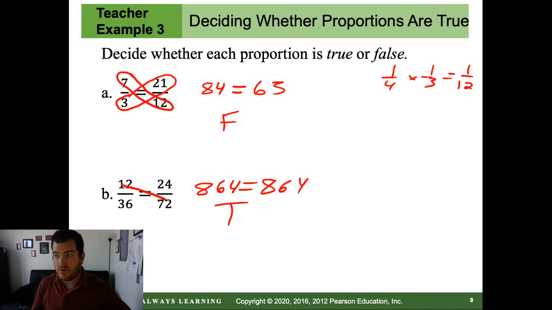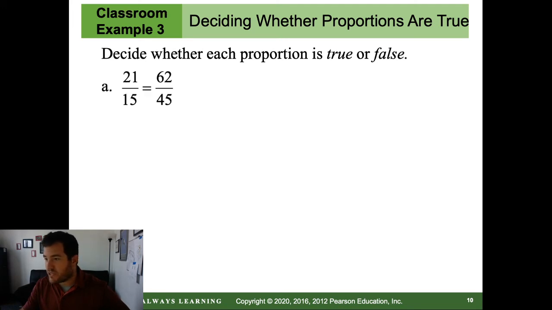If they're equal, it's a proportion. If they're not, it's not a proportion. So go ahead and give this one a shot.